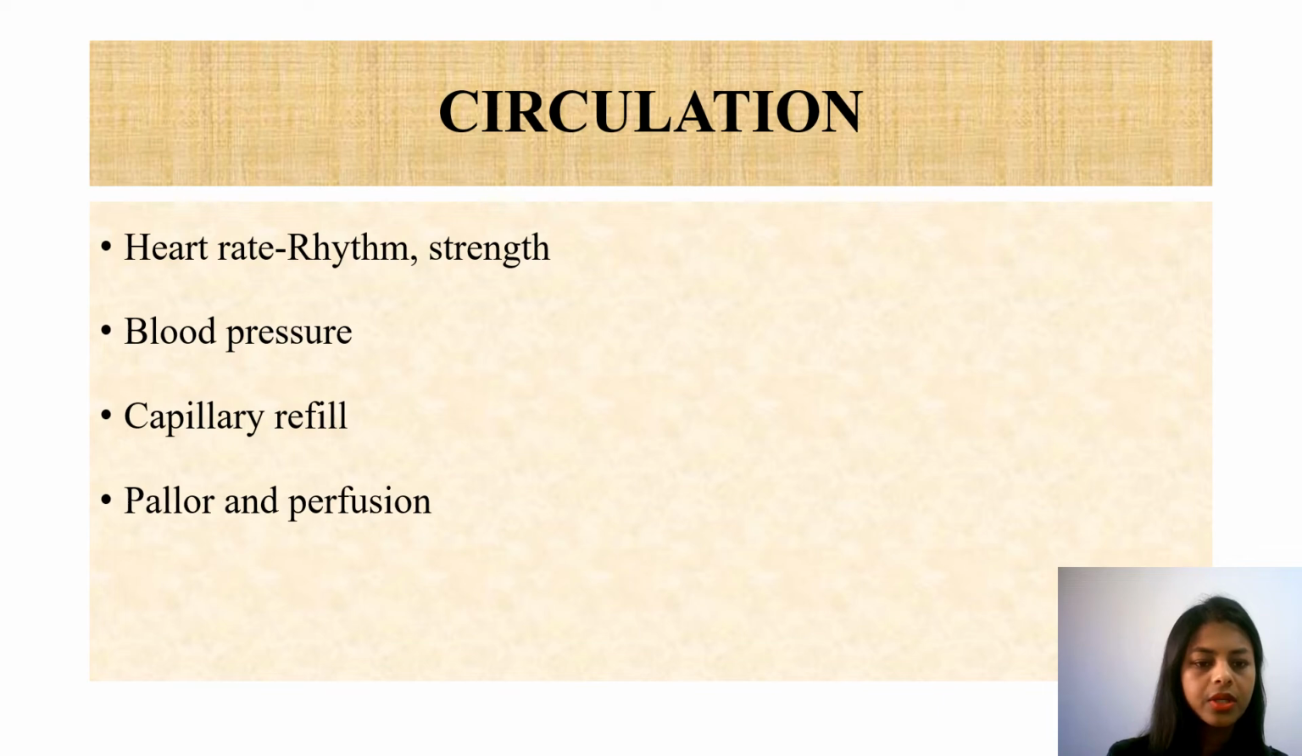Circulation. In the circulation, you have to check the heart rate, blood pressure, capillary refill, pallor, and perfusion. So the heart rate you have to take with the respiratory rate, and you have to tell the heart rate, and then whether it was strong or weak, and whether the heart rate was irregular or regular. Then you have to check the blood pressure.